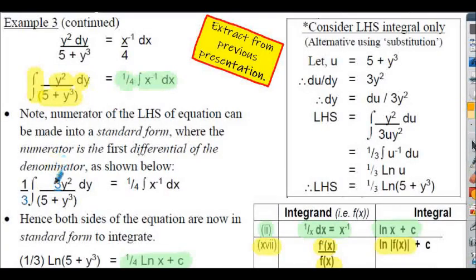It does need slight manipulation to use this formatting, but if you understand how to rearrange into standard form, it's a very quick solution. Alternatively, we can consider the left-hand integral solved using the process of integration by substitution. Either method we use will produce the same answer. Again, we covered these techniques in the previous presentation.